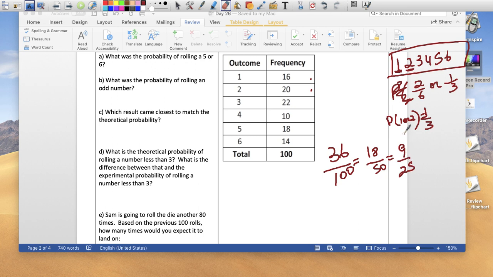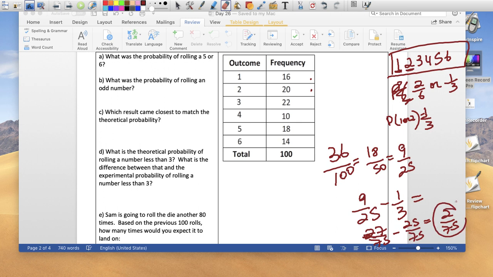So we can subtract them, right, to see the difference. We can make this into 75. This is 27. This is 25. This was 2 out of 75. The difference was 2 out of 75, between the theoretical and the experimental.